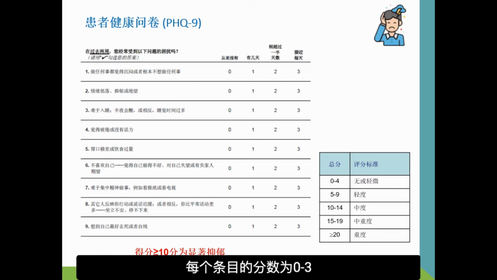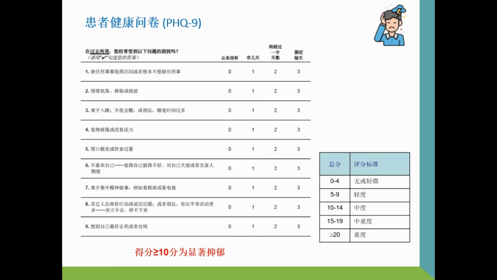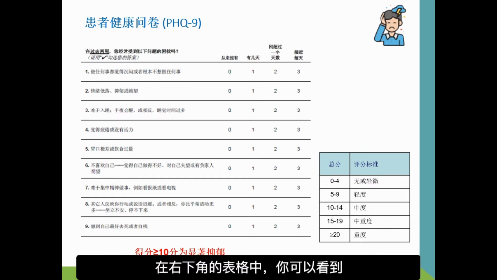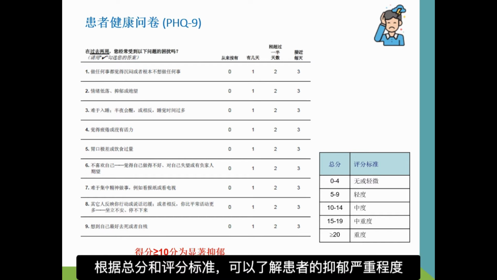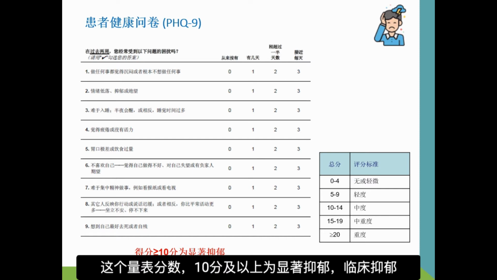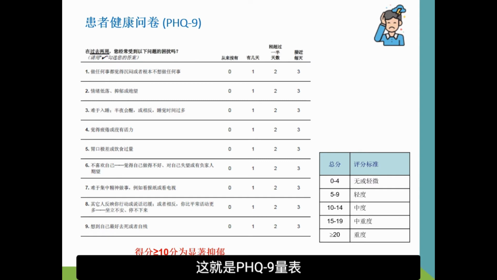It's a 0 to 3 scoring for each item. You add up the total score over the 9 items, and you come up with a score between 0 and 27. And you can see here in the table that depending on the score, you can get a criteria for how severe the person's depression is. And on this particular scale, a score of 10 or higher indicates significant depression, clinically relevant depression. So that's the PHQ-9.